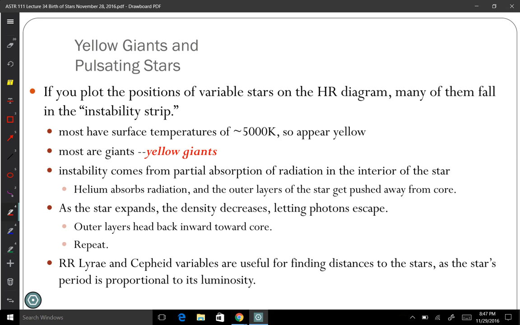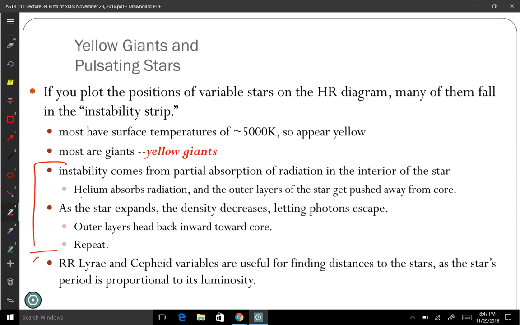So first, there's actually a region in the HR diagram that's called the instability strip. And that's the region where you have yellow giants. They're not stable. And the process here is actually really interesting. It's kind of hard to understand. It's hard for me to understand. Since I have a hard time understanding, I expect you to have a hard time too.